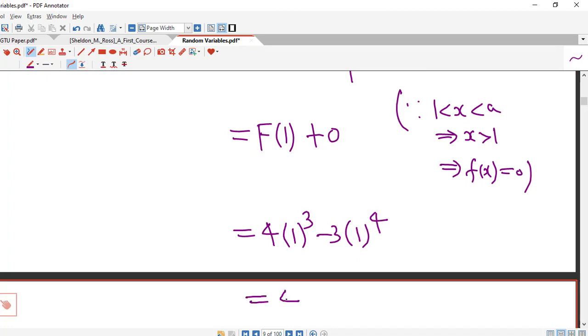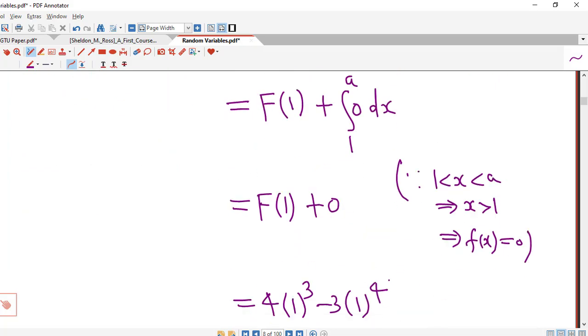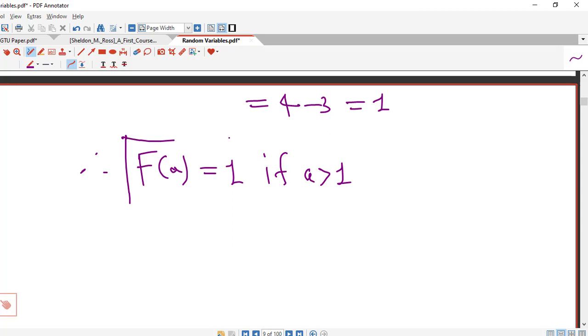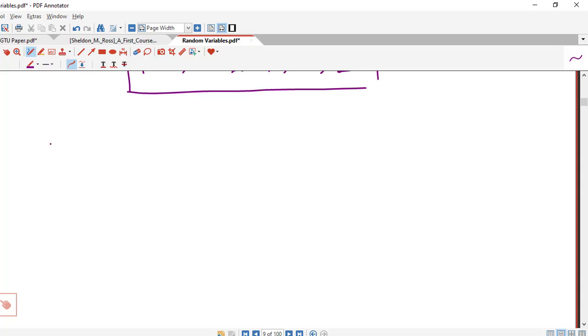So that becomes 4 minus 3 equal to 1. So if a is greater than 1, the value of f of a is equal to 1. Therefore f of a is 1 if a is greater than 1. In this way we have decided the value of the distribution function in different parts of the real line. So we summarize all these three cases and we write down the distribution function of the given random variable.